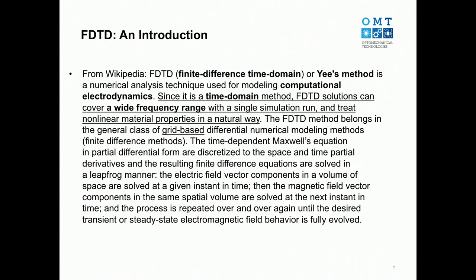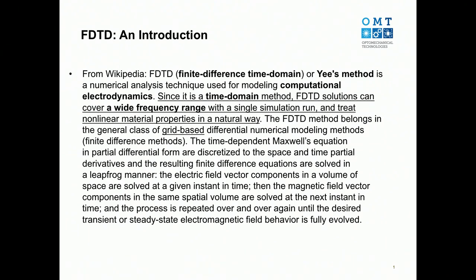And also, since it's broadband, you can consider nonlinear effects, for example, frequency doubling, sum frequency generation and difference frequency generation. This is not very easy to achieve with COMSOL and ANSYS. So the FDTD method belongs to the general class of grid-based differential numerical modeling methods, which include finite difference methods. Grid-based means that you have a time sequence, and each time you have a time step, delta t. At each time step, you solve the Maxwell equation.